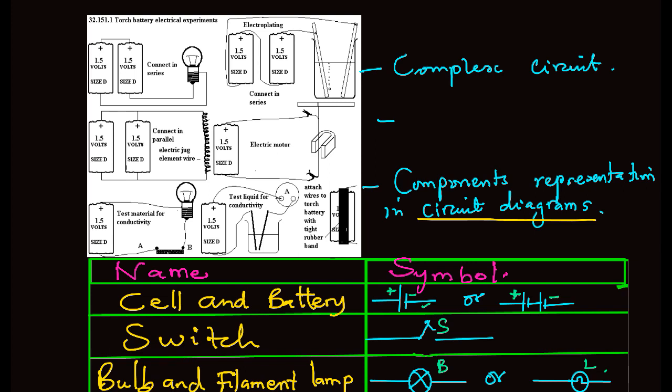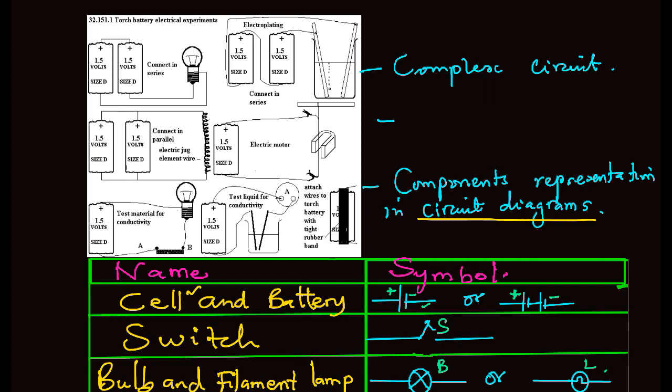We have a cell. A cell is represented by two strands of lines, whereby one is shorter than the other. So we have two vertical lines, one is shorter than the other. The longer line would represent the positive terminal of the cell, while the shorter line represents the negative terminal of the cell. A collection of more than one cell forms a battery.